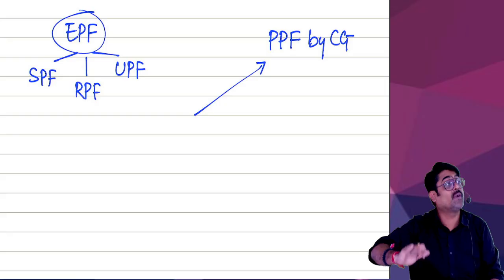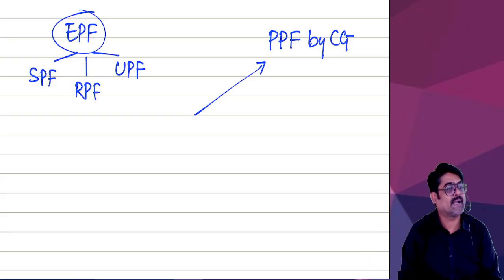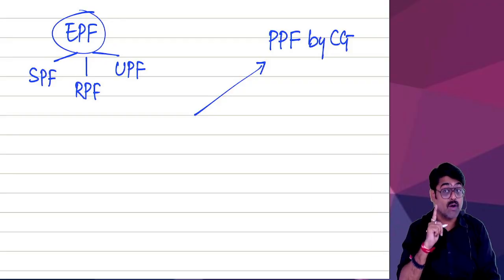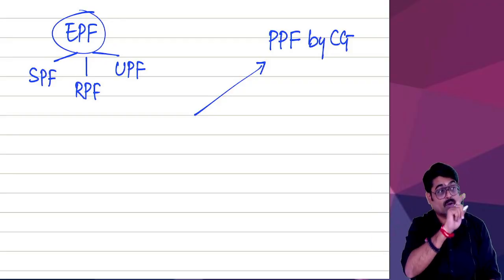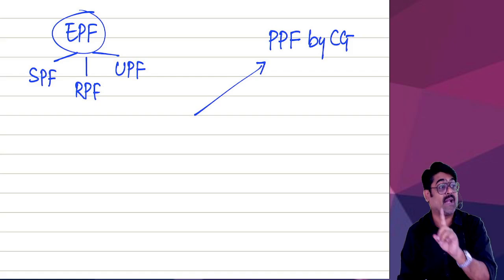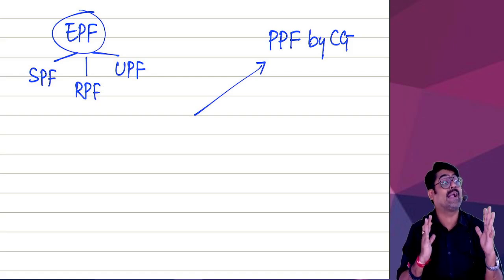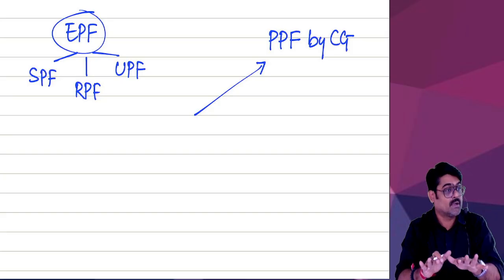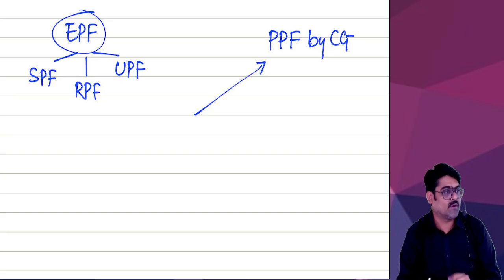But that account is with the government. Now this account will mature after 15 years. This is very important to remember. Whatever money you deposit every year, you have to deposit a minimum of 500 per annum to keep the account active. And the maximum deposit in a year can be 1,50,000 in one account.